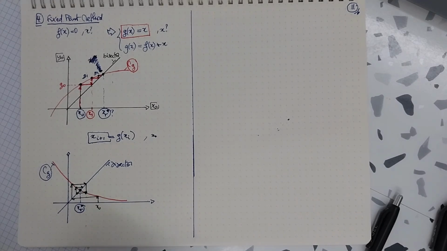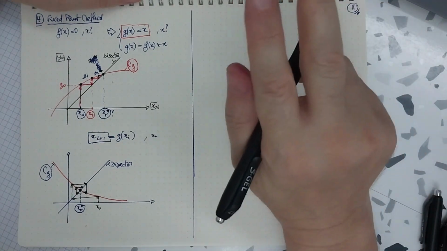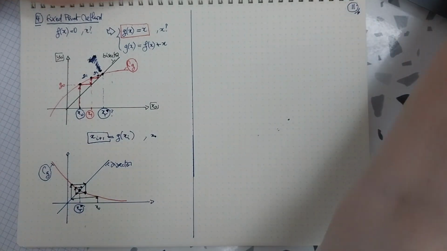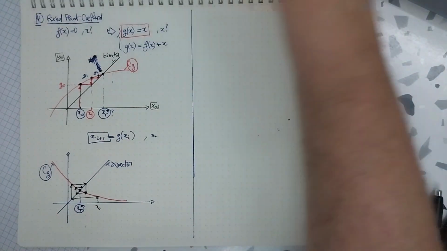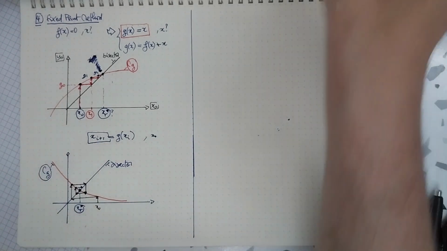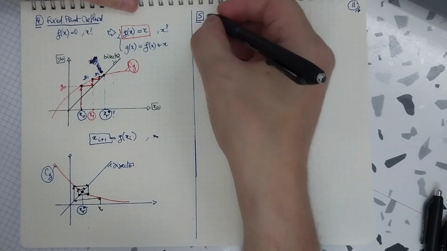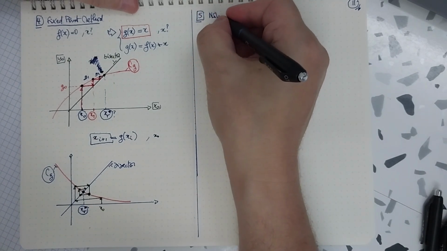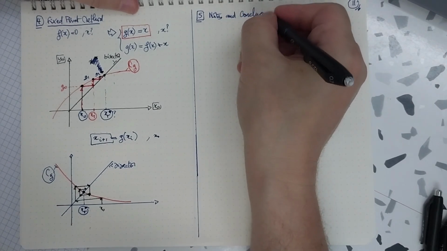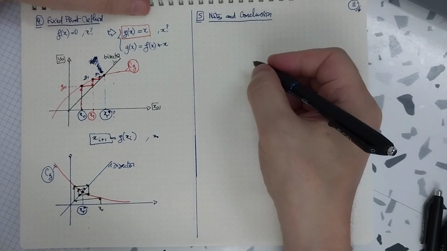I think that's it for the overview. But there are two other points important to conclude and finish this chapter. So, the fifth point is notes and conclusions of what we have seen so far.